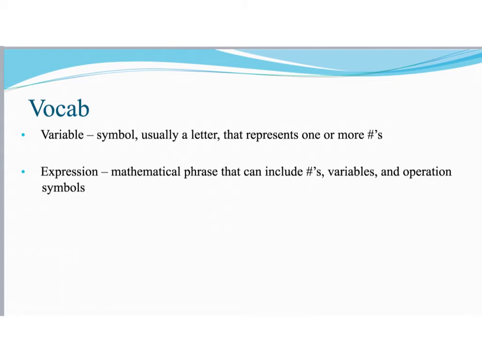A variable could be something like x, t, z, r, okay, any type of a letter. Now, an expression is a mathematical phrase that can include numbers, variables, and operation symbols. So I could have something like 2 plus 1 is an expression, 3r, 5x minus y, and so on.